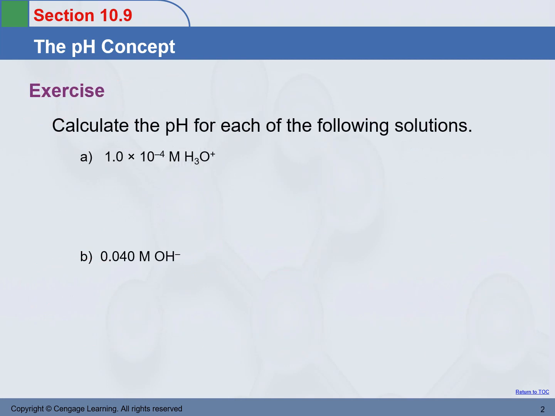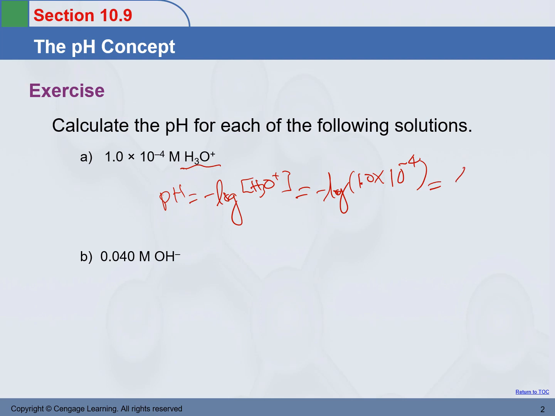Here we go. Calculate the pH of each of the following solutions. The first one, hydronium ion concentration is given. So pH equals negative log of hydronium ion concentration equals negative log of 1.0 times 10 to the power of negative 4, which is 4.00.